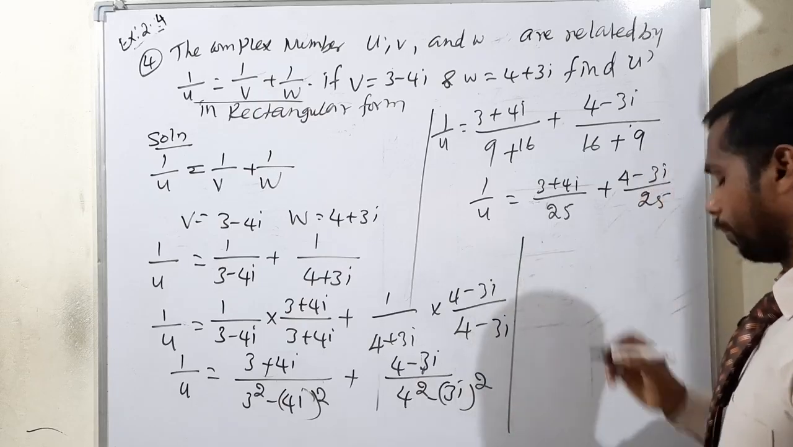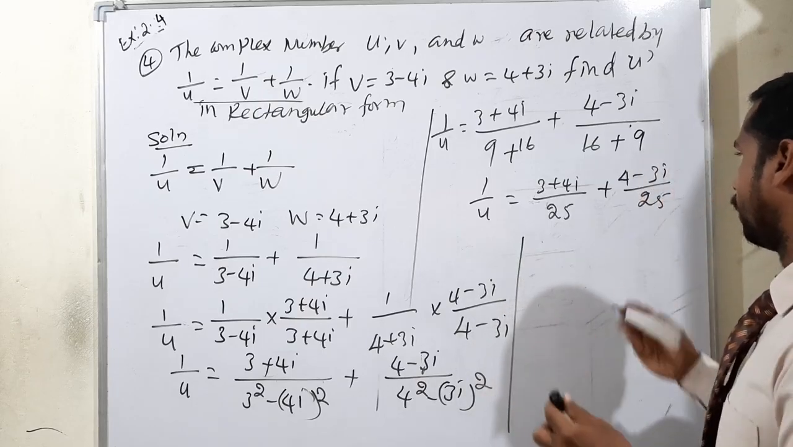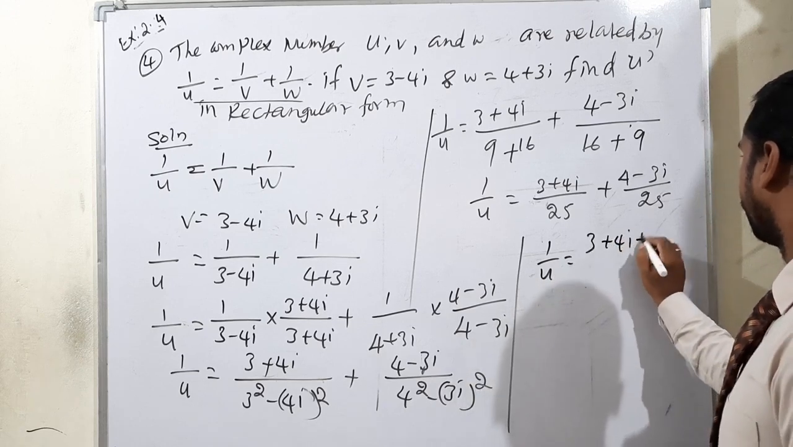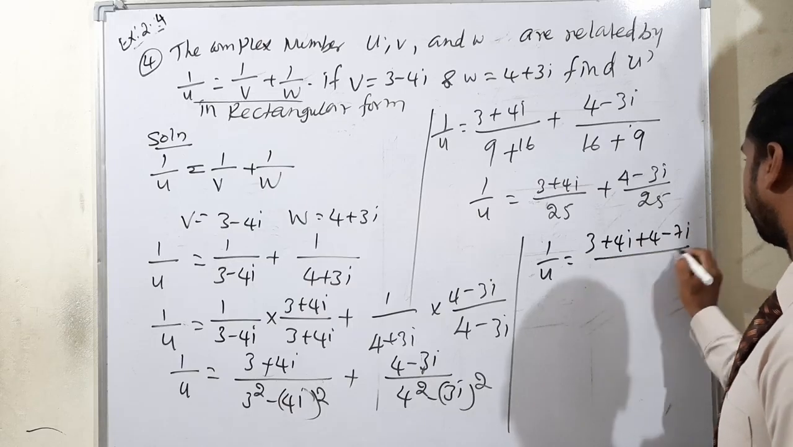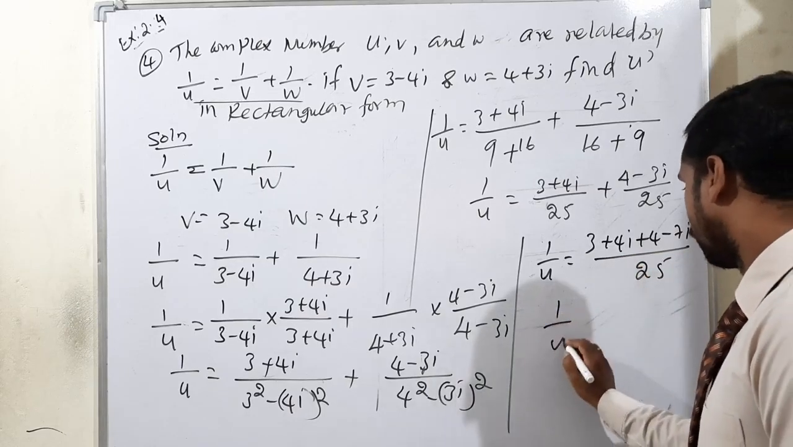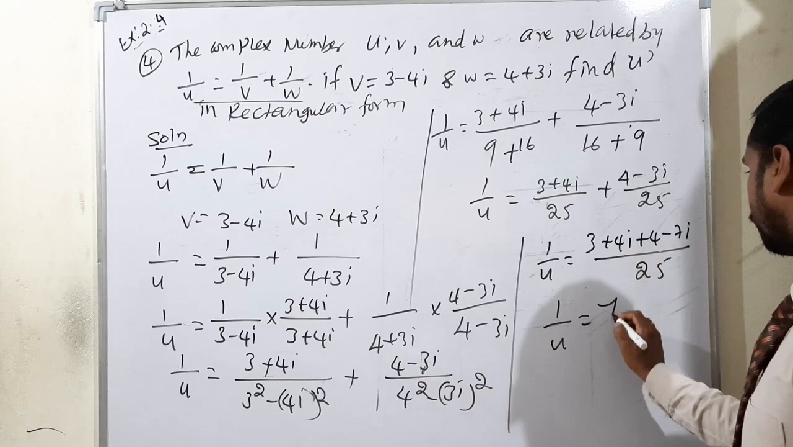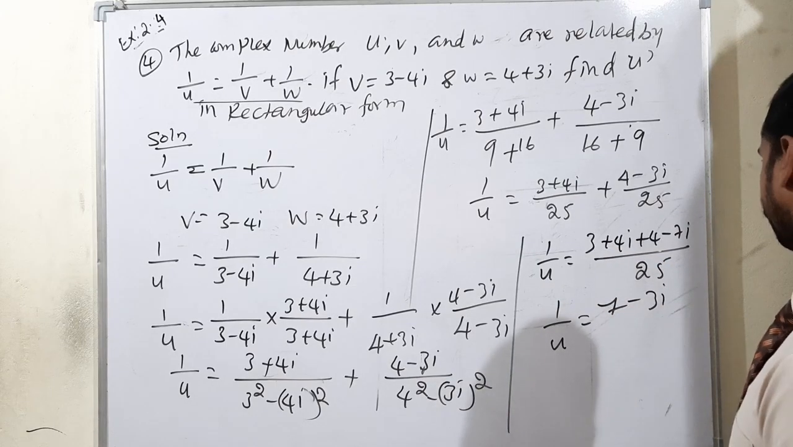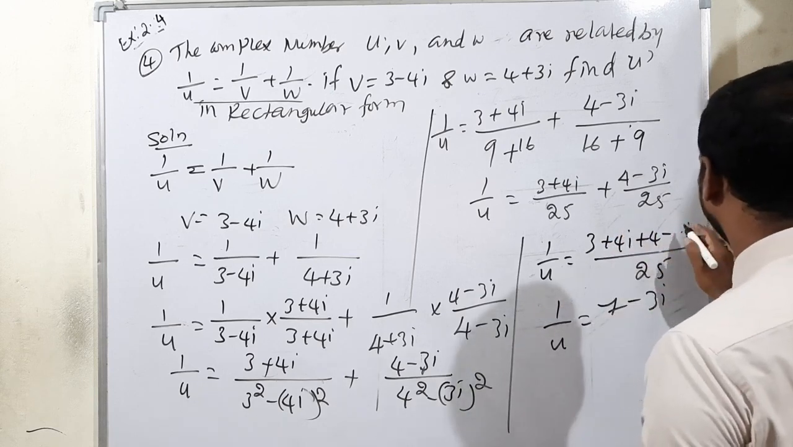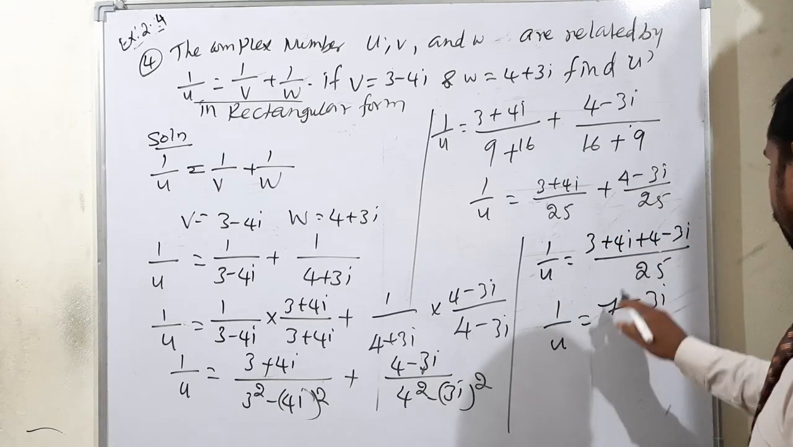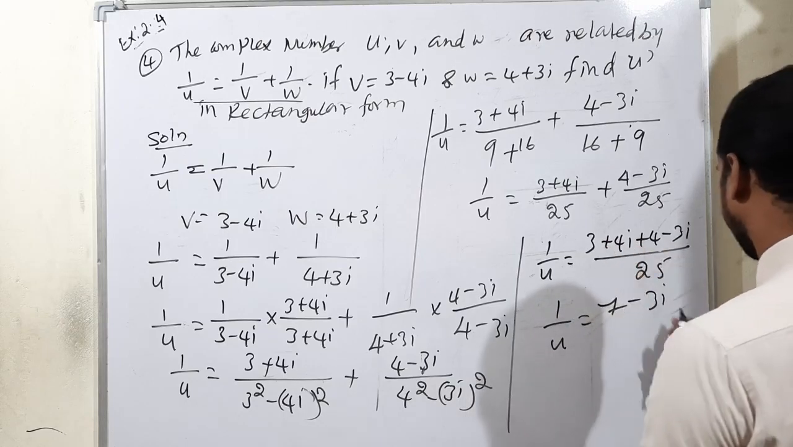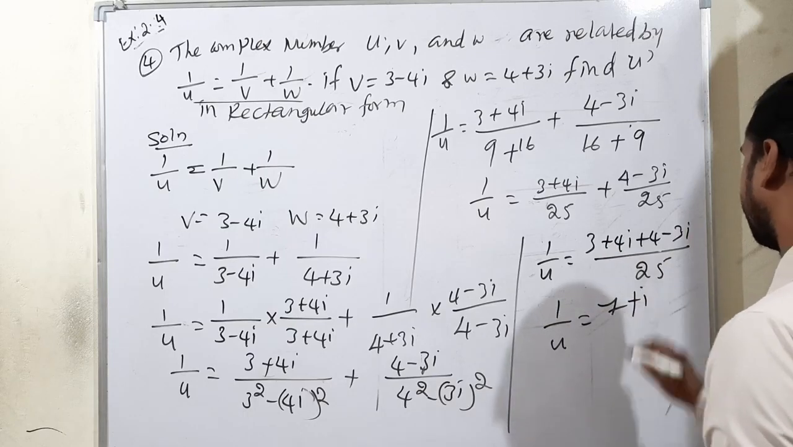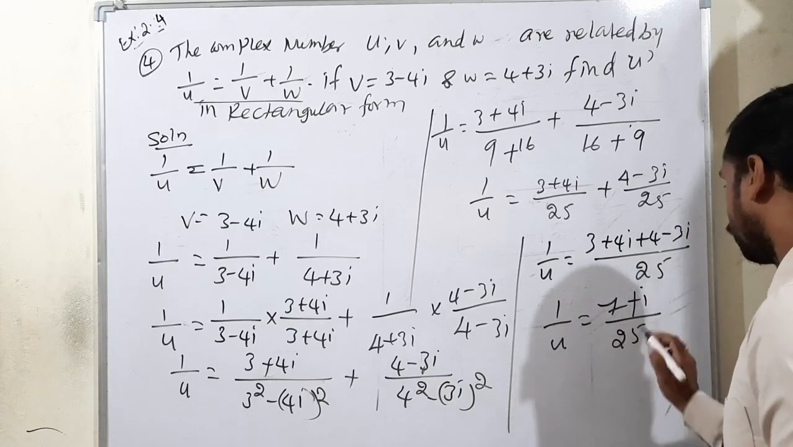This is a common denominator, so 1/u = (3 + 4i + 4 − 3i)/25. Then 3 + 4 is 7, and 4i − 3i means only positive i will come. So 1/u = (7 + i)/25.